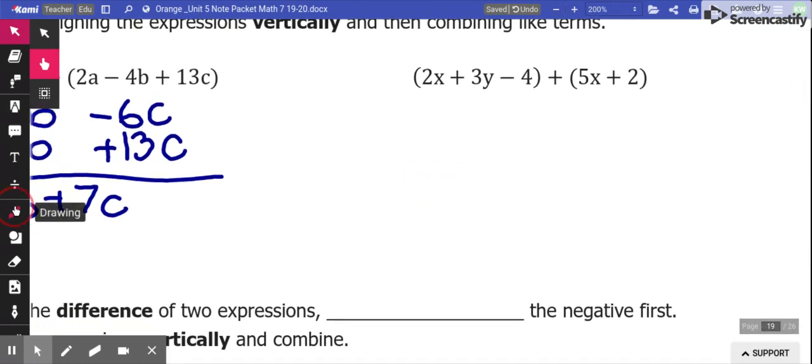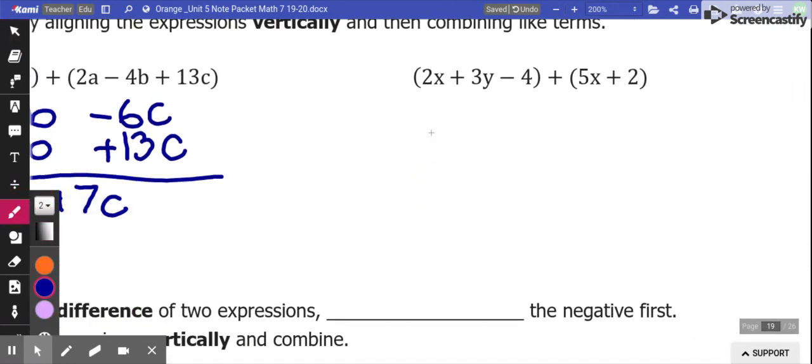Okay, so what I'm going to do is start by writing down my first expression, and I'm going to write down a positive sign in front of the 2x, just so that later when I'm combining like terms, it's obvious what I should be doing. So I have a positive 2x, a positive 3y, and a -4.